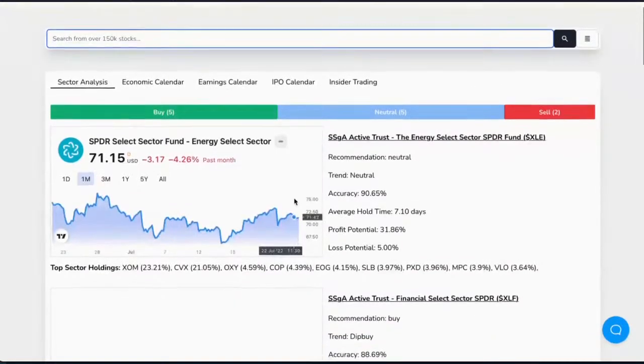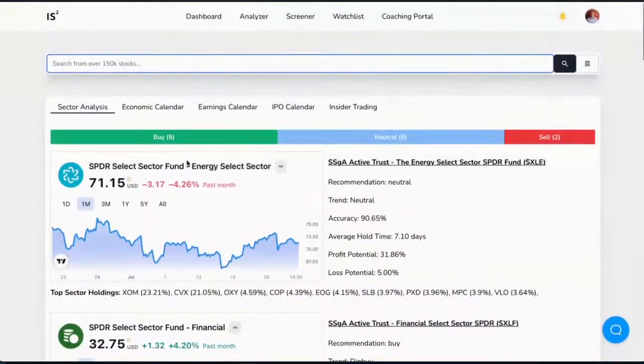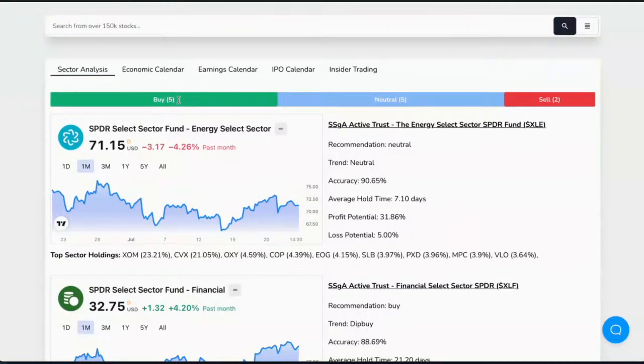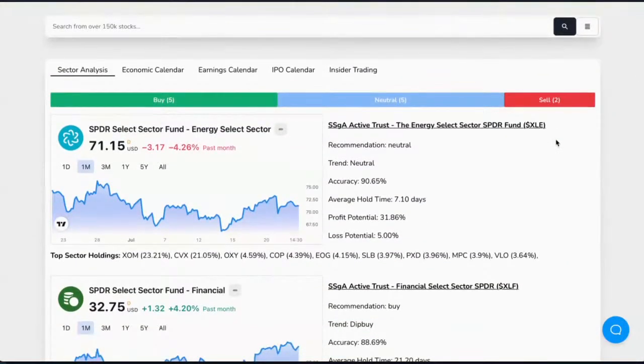Here you can see the different sectors of the market and see their ratings and how they're doing. For instance, in the current market, you can see there are five sectors that are trending up, 5 that are neutral, and 2 that are selling. So again, that shows why the market is quite neutral, because the more green, the more up; the more neutral, the more neutral; the more red, the more overall red of the market.